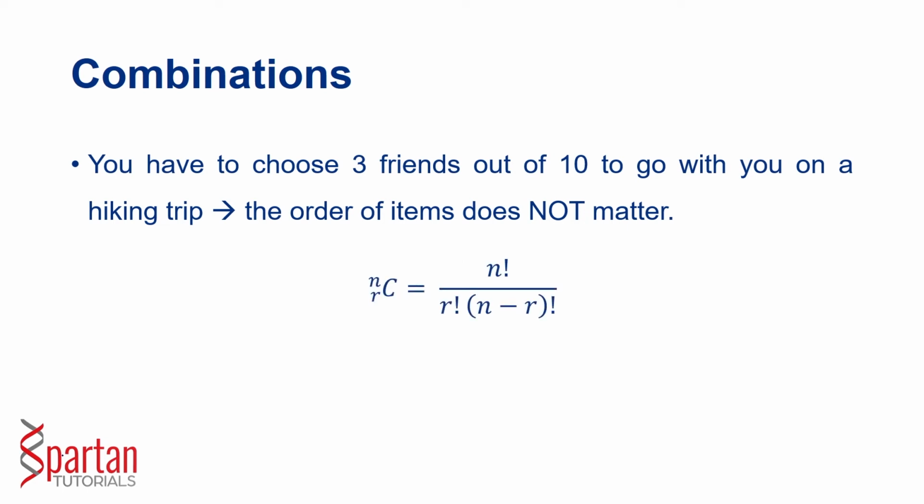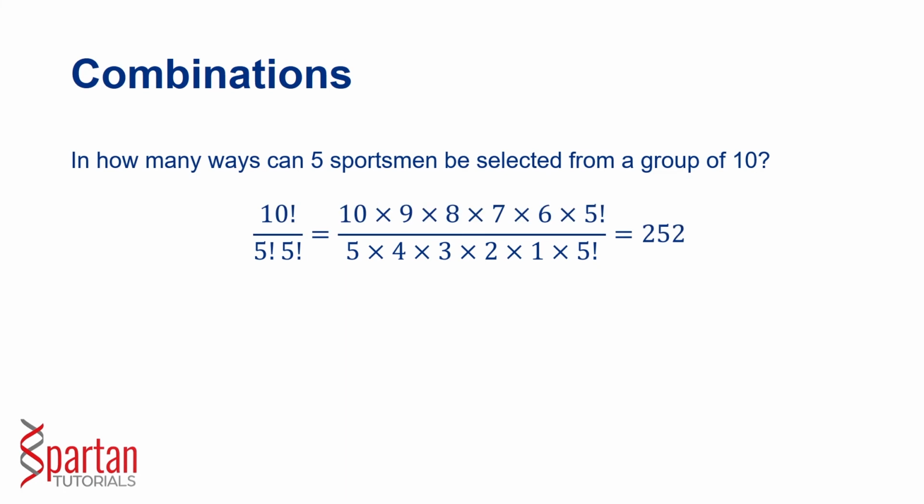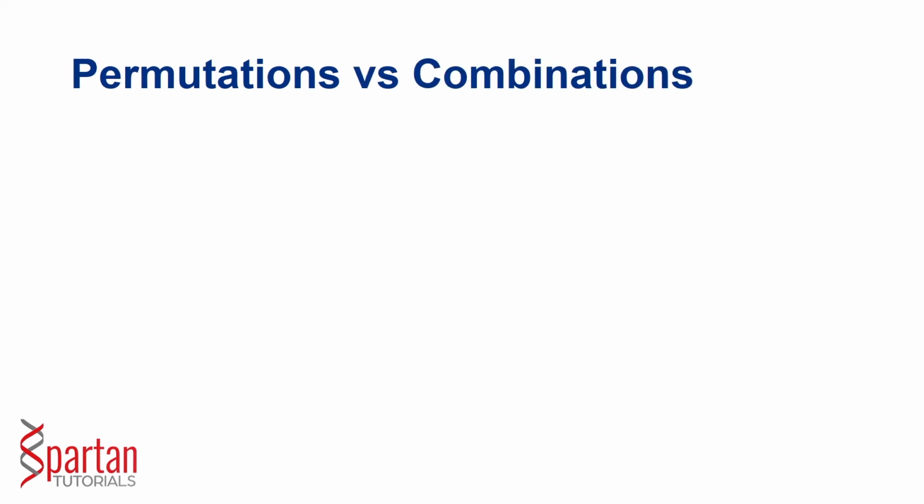And here is the formula for calculating combinations. We use n choose r or nCr, where the capital C denotes combinations, and we use the formula of n factorial divided by r factorial multiplied by (n minus r) factorial. In how many ways can 5 sportsmen be selected from a group of 10? We use the formula 10 factorial divided by 5 factorial and then (10 minus 5) factorial, or 5 factorial. The answer is 252.